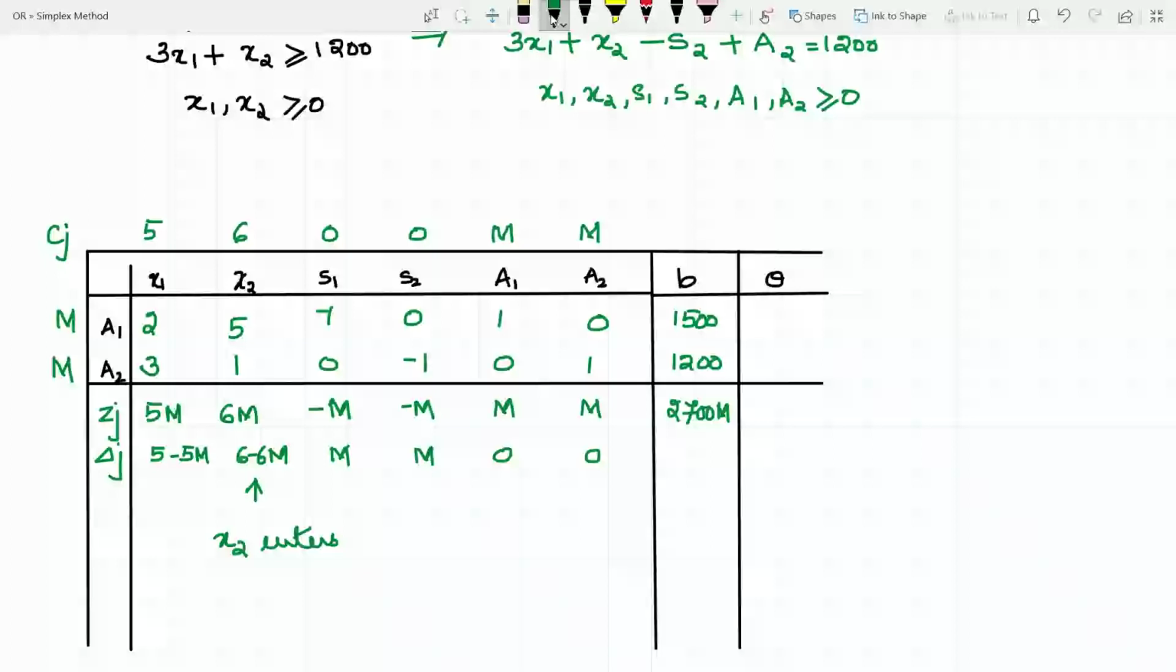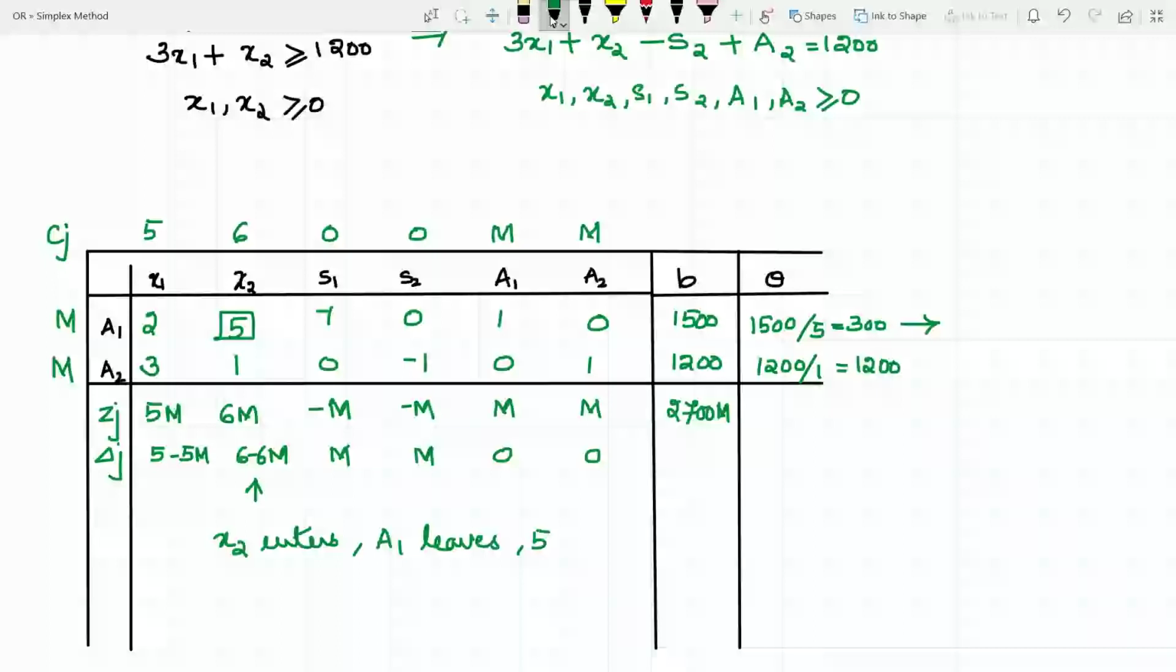So 1500 divided by 5, which is equal to 300. Now 1200 divided by 1, which is equal to 1200. So the smallest positive value is 300. Positive value ആണ് എടുക്കേണ്ടത്. അതിൻ്റെ അർത്ഥം എന്താ? A1 leaves. ഇനി പിവോട്ട് എലമെന്റ് എന്താണ്? ഔട്ട്ഗോയിങ് വെക്ടറും ഇൻകമിംഗ് വെക്ടറും എവിടെ ഇന്റർസെക്ട് ചെയ്യുന്നു അതാണ് പിവോട്ട് എലമെന്റ്. സോ ദിസ് ഇസ് ദ പിവോട്ട് എലമെന്റ്. 5 is the pivot element.